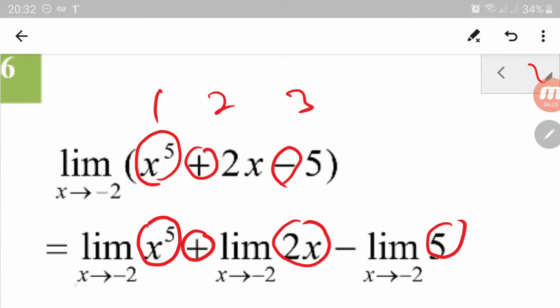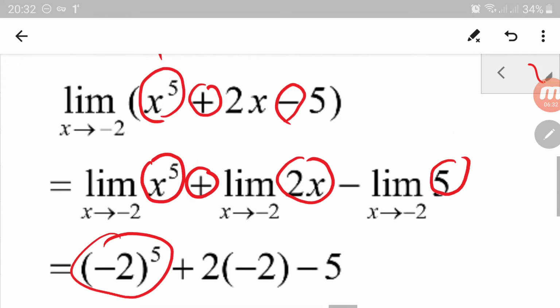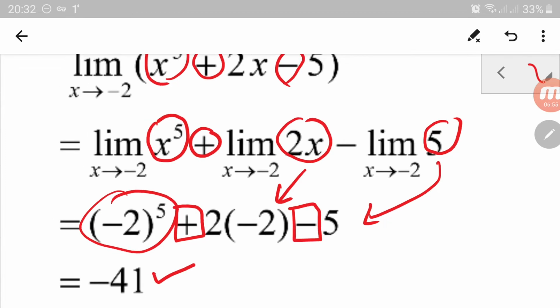The limit of x to the power of 5 as x approaches minus 2 is simply the substitution for this one. And then the limit of 2x as x approaches minus 2, same process, minus the limit of 5 as x approaches minus 2. This is the very first property we've seen just now. Then we have the individual limits. Afterwards, we perform the operation, adding and subtracting. Therefore, we get minus 41.